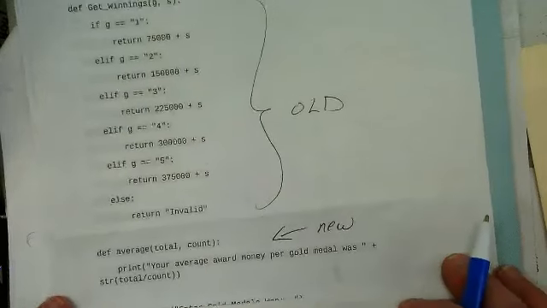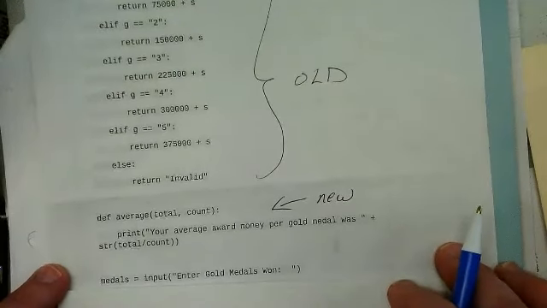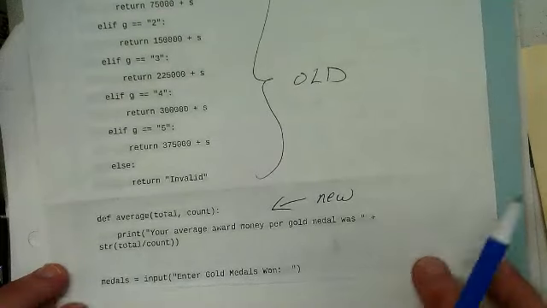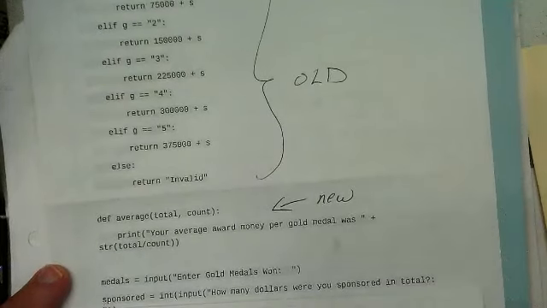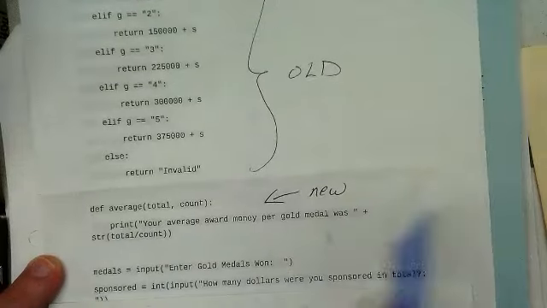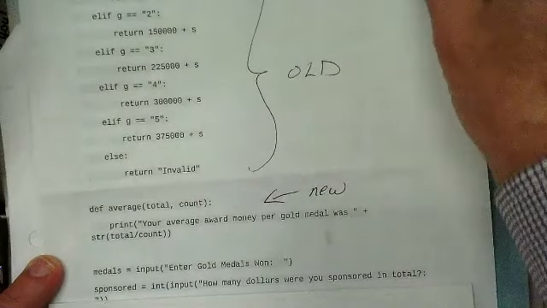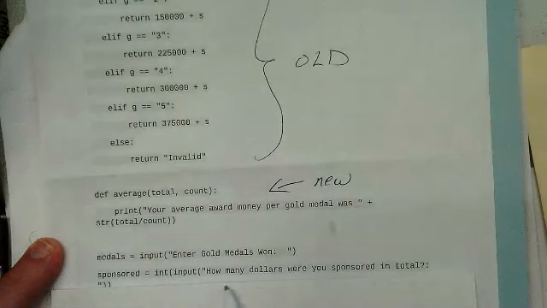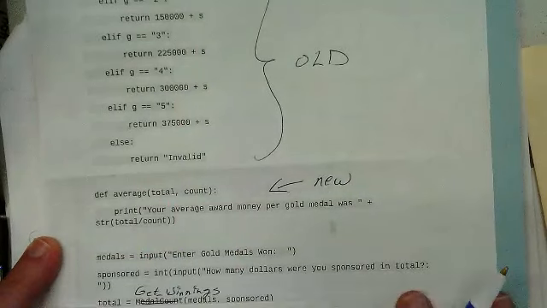Which leads us to our parts down here. First, we're going to enter gold medals 1. That's our medals. And then our amount of money that we made, the sponsored wise, is an integer. Create a little bit more space here. This is the amount of money, which we've already done up here with our S's. Integer input, how many dollars were you sponsored in total? Question mark, colon, and then our numbers.